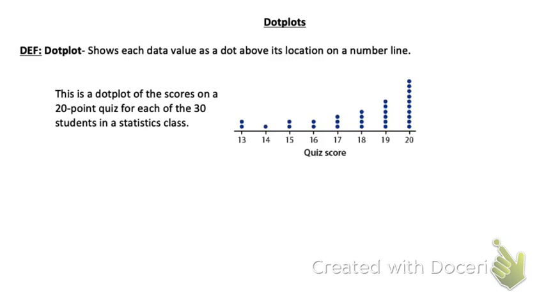10. Very good. What is the lowest score? 13. How many people got a 13? 2. And what was the least frequent score? 14. Very good. Do you guys have any questions on how to read a dot plot? Perfect. Then let's do an example.